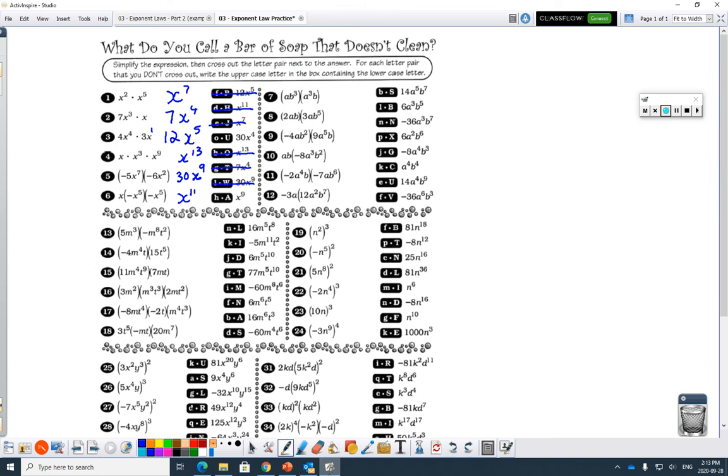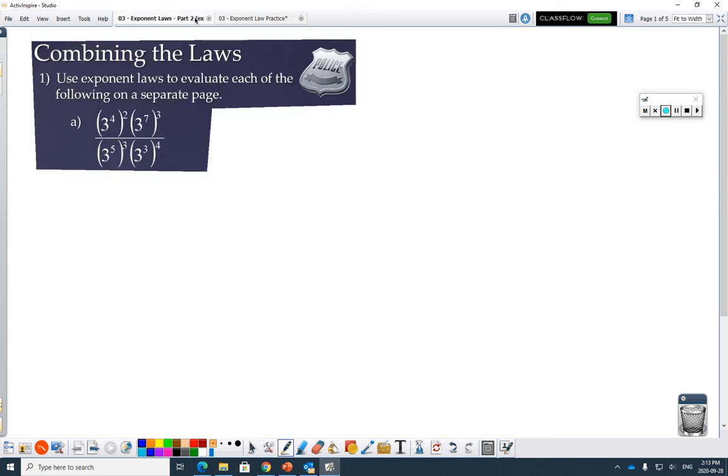Okay, combining the laws, I have 5 examples just like I did before. I've got them on a separate sheet here. I want to use all the laws together. And like I said, I'm going to try and do this reasonably quickly, but stop me as soon as I do something too fast, okay?